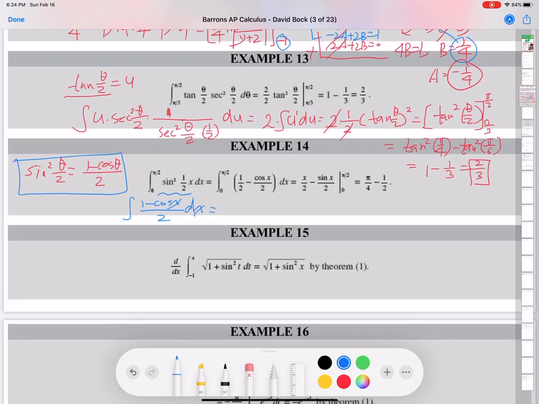Find the indefinite integration first. 1/2 is the coefficient. And then what is the integral of 1? That is x. And then what is the integral of cosine? That's sine. So minus sine x.